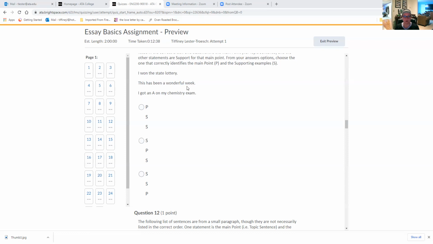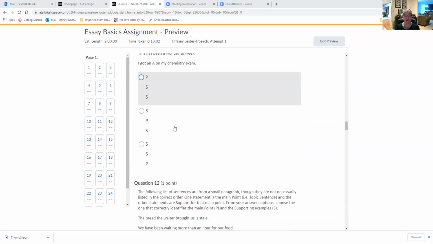If I think it's support, I know I'm not choosing this answer because this one has P listed first, right? So you're just figuring out the order, and you can even jot it down on a scratch piece of paper. I think the first one is the main point, P. I think the second was support, the third one is support. So I think it's PSS, and then look for the answer up here that gives P, S, S, and choose it, right?